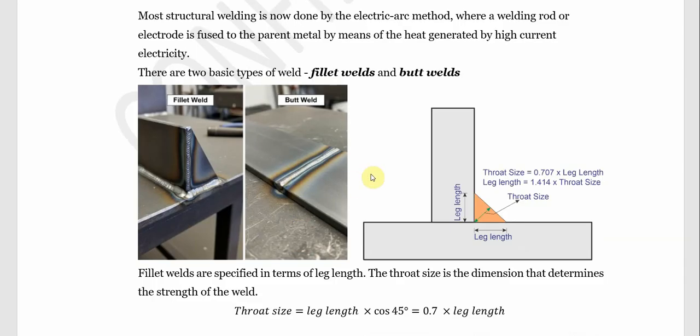Now, there is something we call the leg length. That is, when we want to weld from here to here, this is the leg length, while the throat is from here to here. That's the throat size. Now, we have the formula for throat size, which is 0.707 times leg length. Likewise, from the leg length we can get the throat size, and from the throat size we can get the leg length.